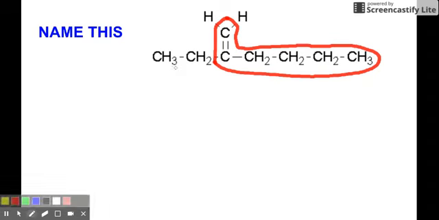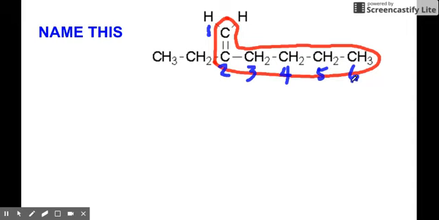So that means we're going to number our carbons from where the double bond is nearest to. The double bond is your priority. So the double bond is here. That means we begin here. So this is carbon 1, 2, 3, 4, 5, and then 6.